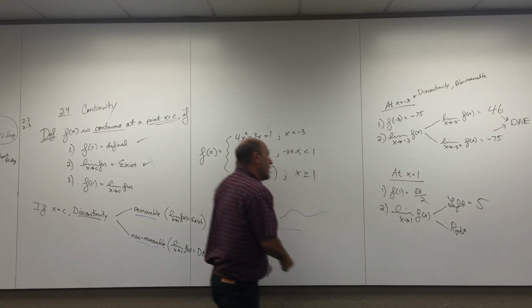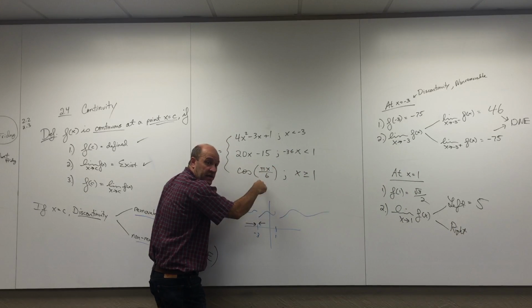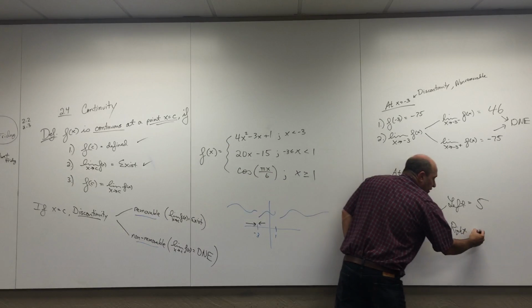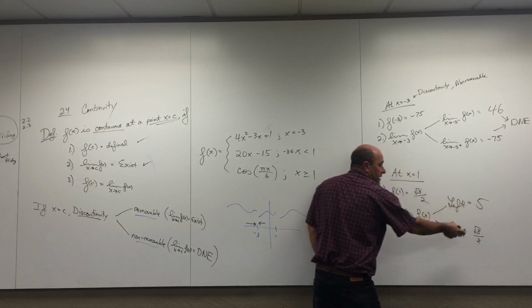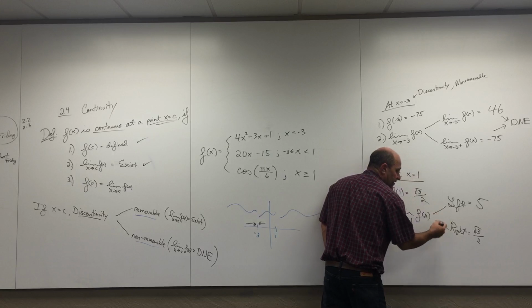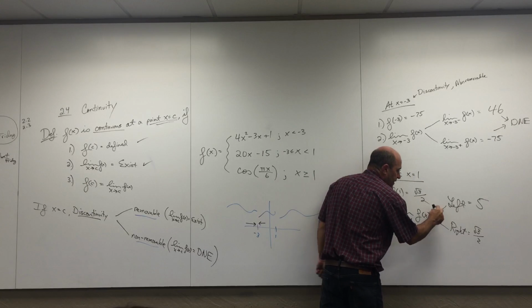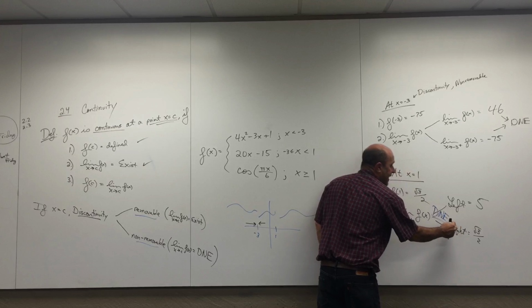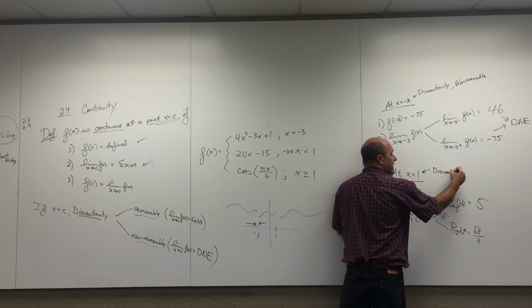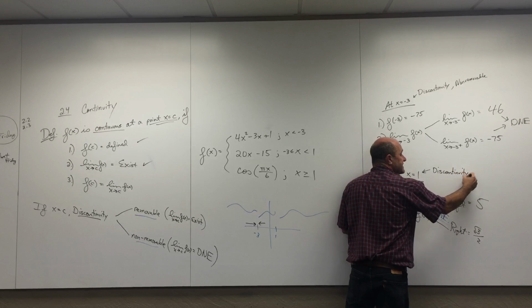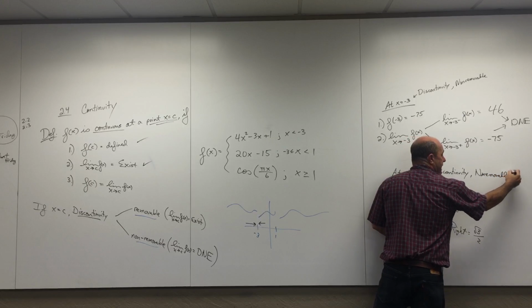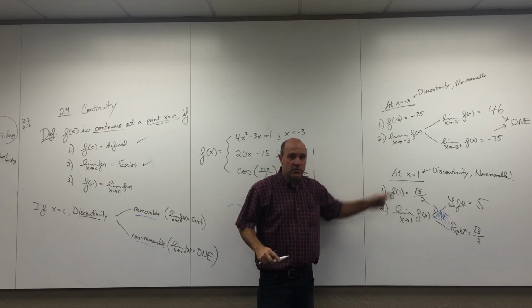From the right, I'm on the right side of 1, I plug a 1 in here, and I get what I got a second ago, the square root of 3 over 2. Therefore, since the left and the right don't match, this limit does not exist. We can stop right now and say this is a discontinuity. It failed the continuity test. It is a discontinuity, and it's non-removable, by the way, at x equals 1.